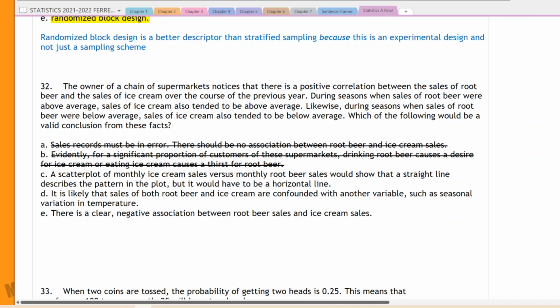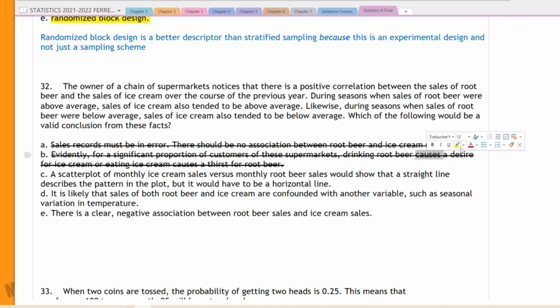Hopefully you caught that. I did say it was a negative correlation, and apparently it's a positive correlation, because when root beer is above average, ice cream is also above average. So they are both going up together. If one variable goes up, the other variable will also increase. So that takes care of letter B. It's not a cause, and maybe I should really highlight the fact that we're saying cause here.